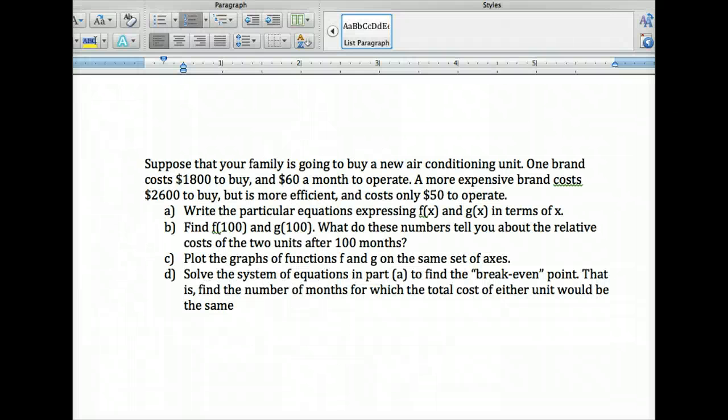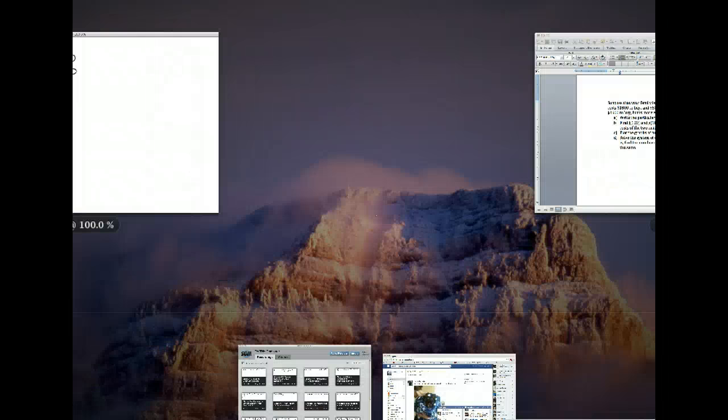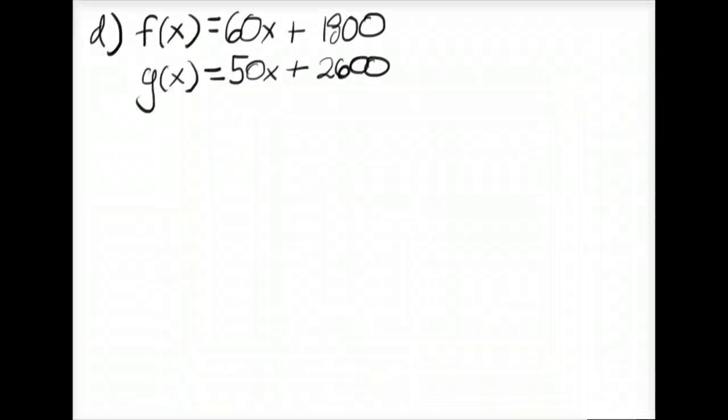So it wants us to solve the system of equations that we found in part A and to find the break-even point. That is, find the number of months for which the total costs of either unit would be the same. So, going back to our original functions, which are f of x equals 60x plus 1800 and g of x equals 50x plus 2600, f and g stand for actual values of price, while x stands for the amount of time since the time of purchase.